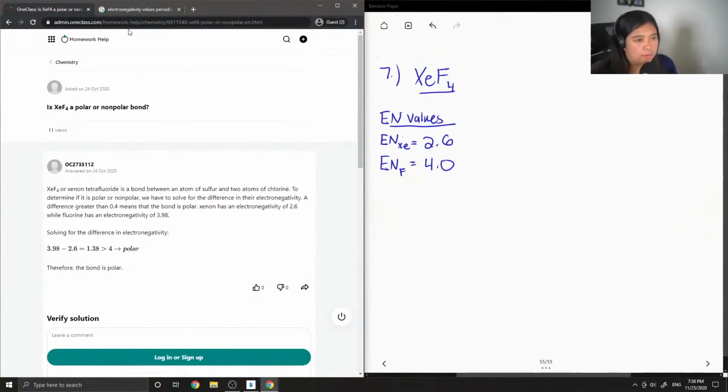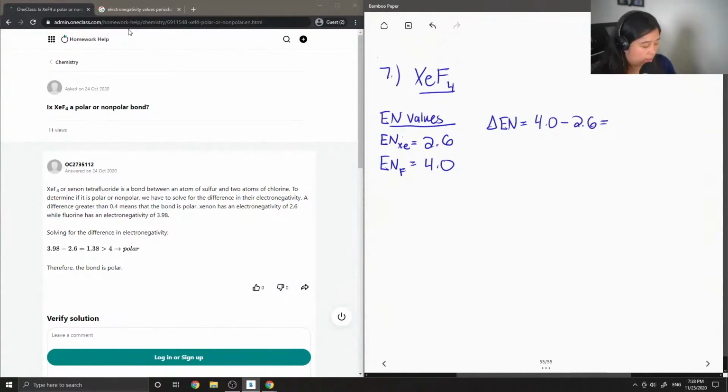So now we want to take the difference in electronegativity values. So it's going to be 4 minus 2.6, which is equal to 1.4. So therefore, this is a polar bond.